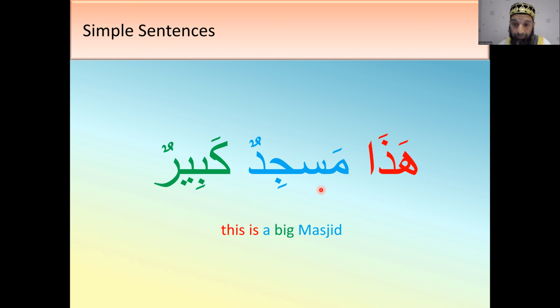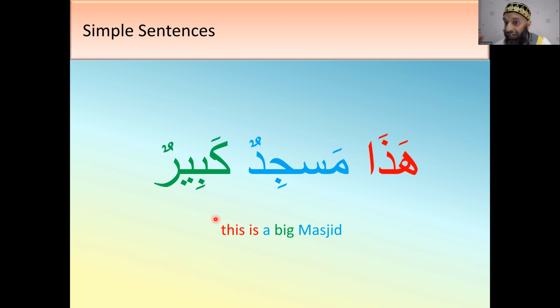But look what's going on here. This is a masjid big. In Arabic, the description comes after the noun. In English, we say, this is a big masjid. In Arabic, we say, this is a masjid big. So the adjective, the description word, comes after the noun it's describing.